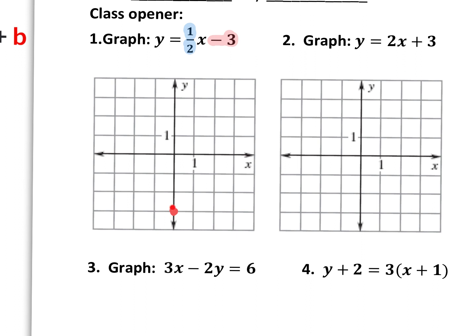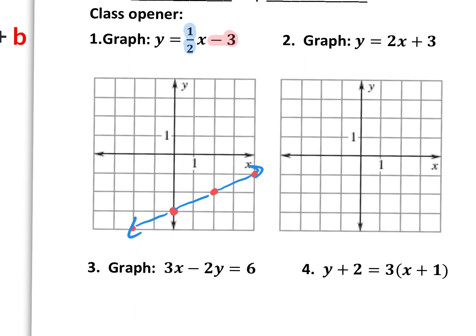So from this red dot, you're going to rise 1 and run 2, and you're going to get to this next red dot. You could continue with that pattern of rising 1, running 2 to get to the next dot, and so on. You could even go backwards. Instead of rising 1, running 2, you could run 2 in the opposite direction and drop 1, and get that point right there. Then from there, you just draw your line through those dots, and you are done.